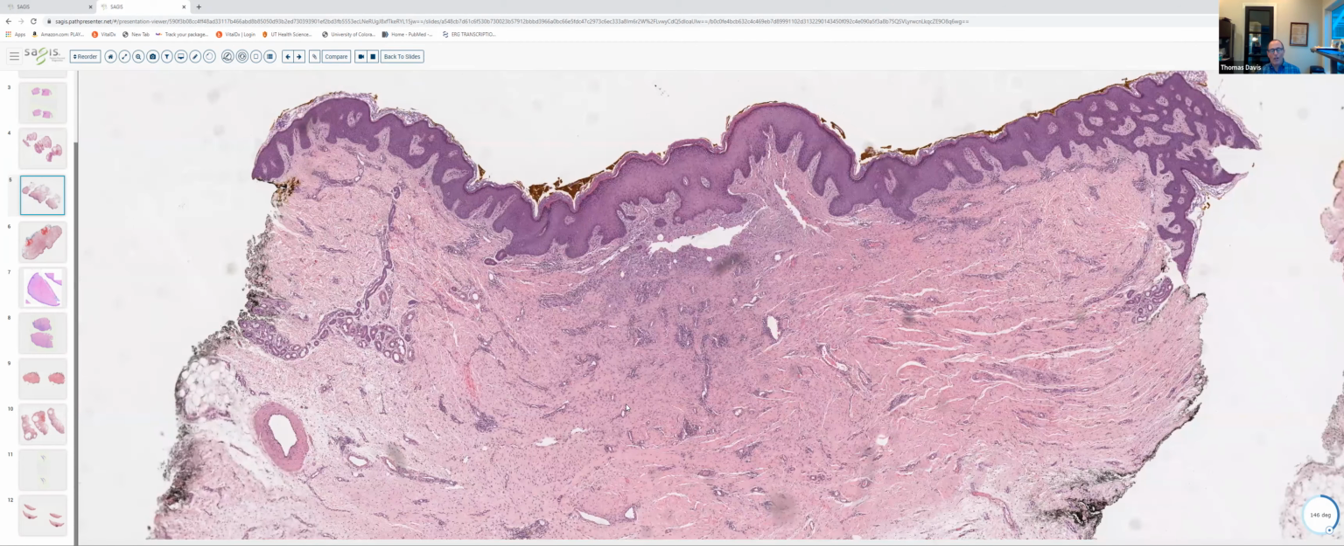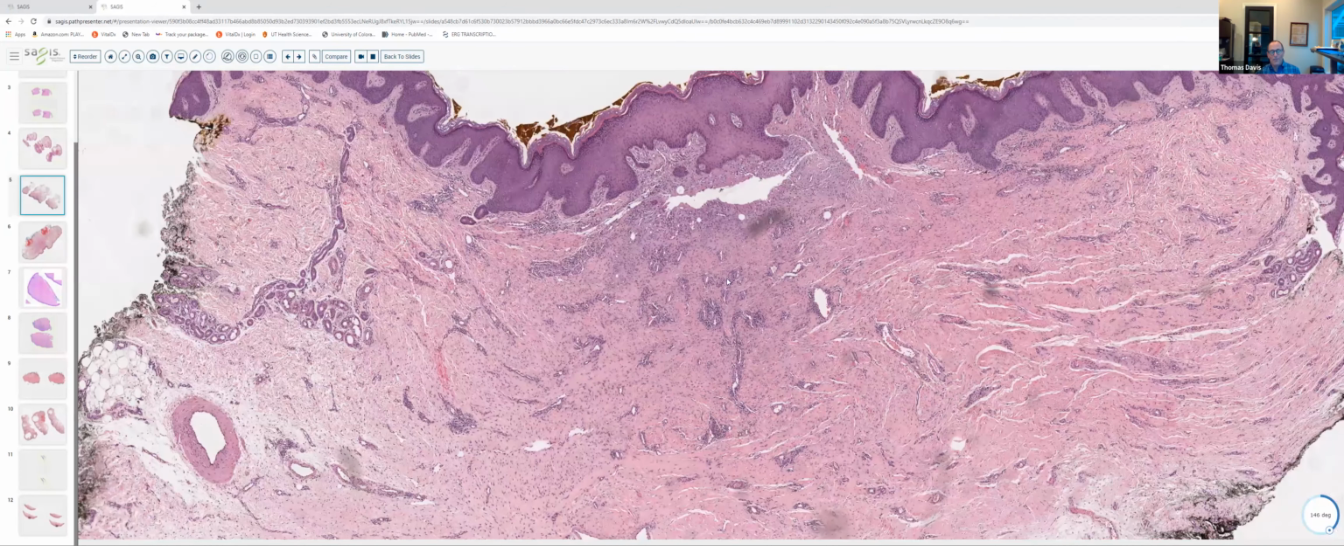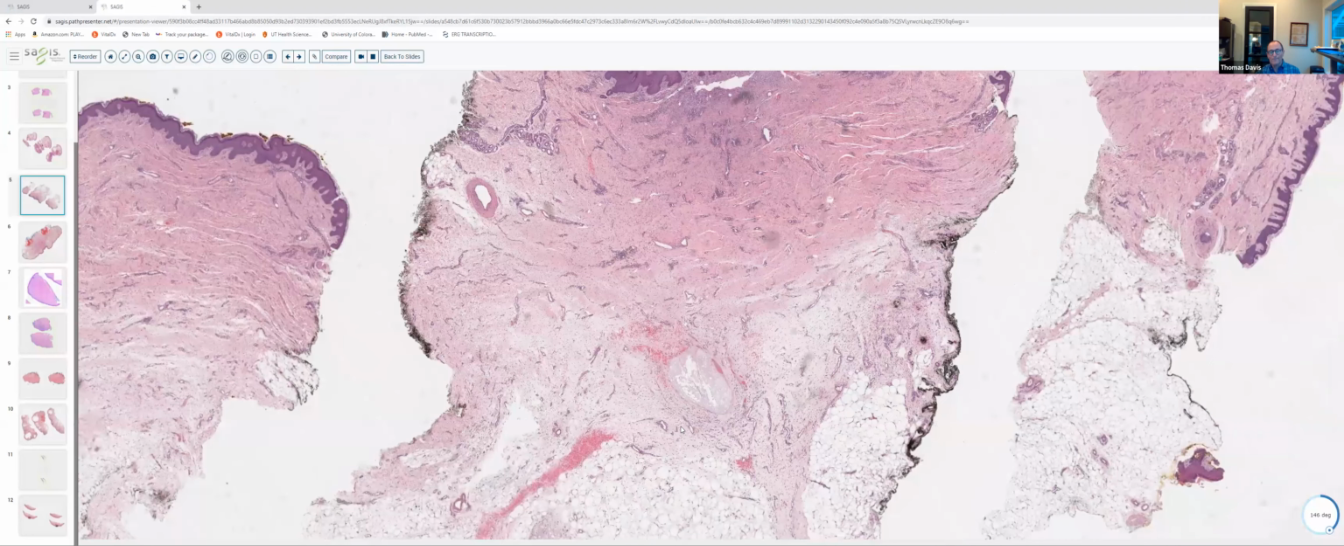And if you're struggling trying to figure out whether something's a scar or not, we can always throw on an elastic tissue stain, like a Verhoeff-van Gieson, and you get a marked reduction or absence of elastic tissue within a scar. This particular biopsy had a little added treasure here, in addition, rather.